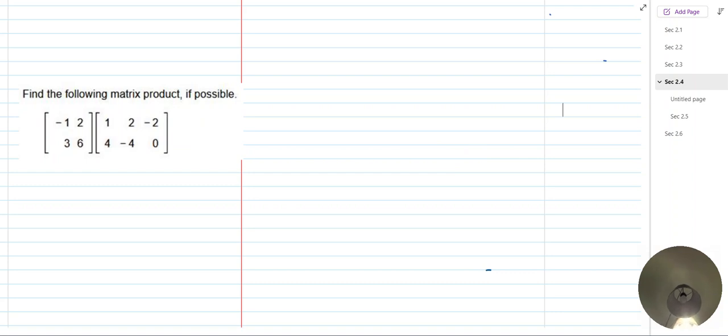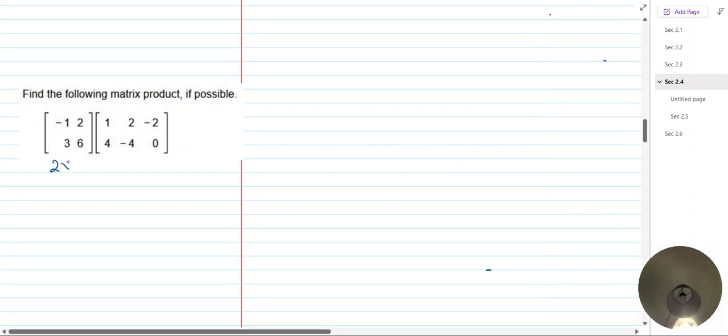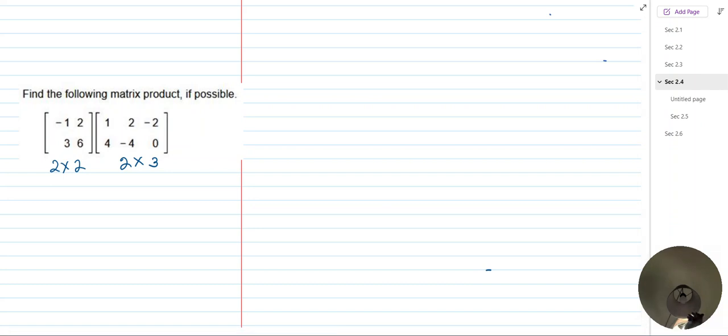All right. So we notice that we have a 2 by 2. And this one is a 2 by 3. So in our rows, in our column, we have a 2, and we have a 2 in our row. So these have to match in order for multiplication to take place. So we have that. So let's do this math.